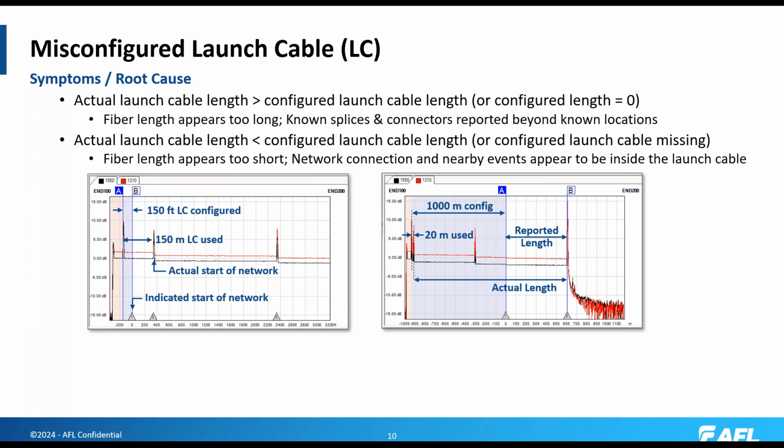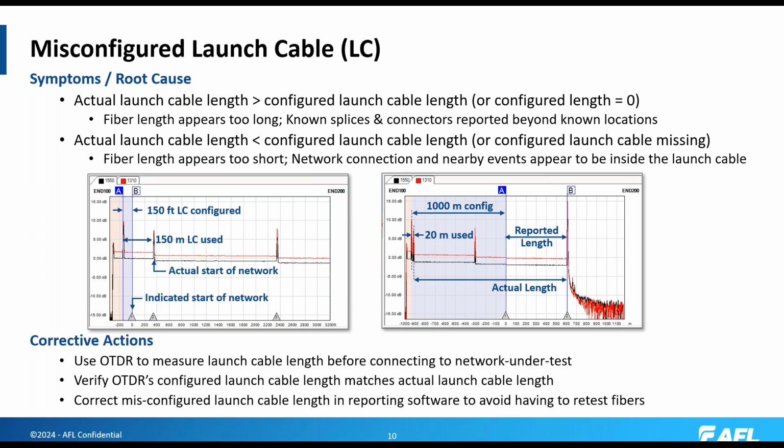So incorrect launch cable configuration will result in incorrect length measurements and may hide some events that are within the misconfigured launch cable, or may report an extra event because your configured launch cable didn't include the full length of the actual launch cable. Corrective actions: you can use the OTDR to measure the launch cable length itself before connecting to the network under test.